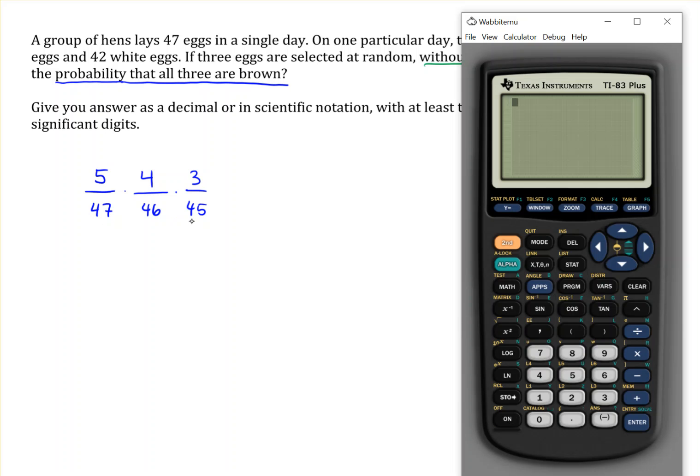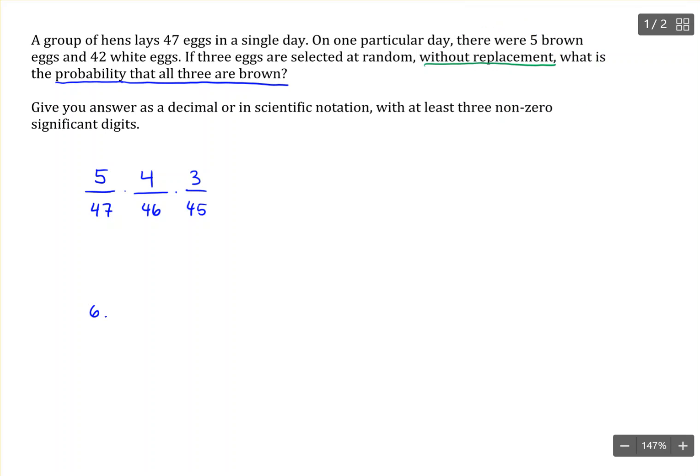So to do probabilities in this form, it's best to just take fraction by fraction. So 5 over 47 times 4 over 46 times 3 over 45. When we multiply that together, we get 6.1671 e minus 4. And there's a few extra decimals, but let's work with that. So 6.167 e minus 4.